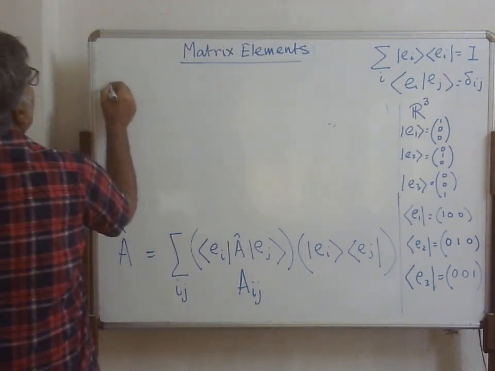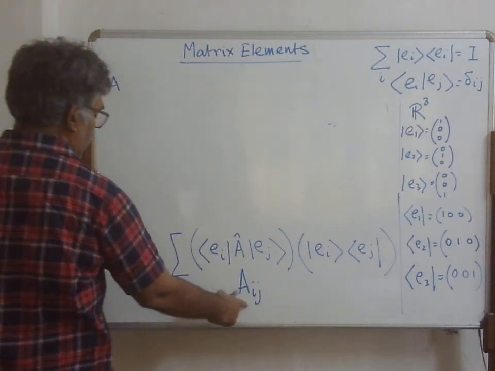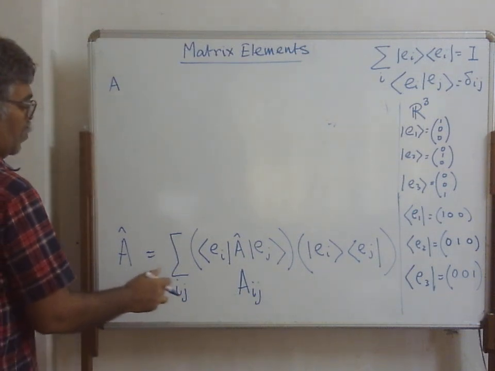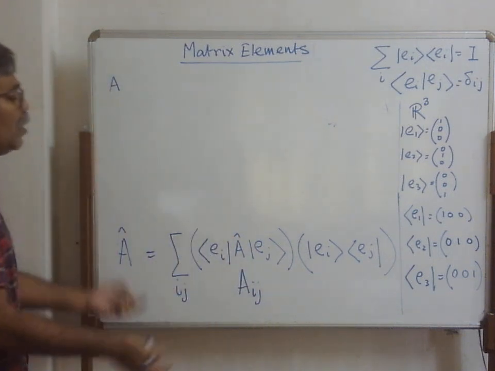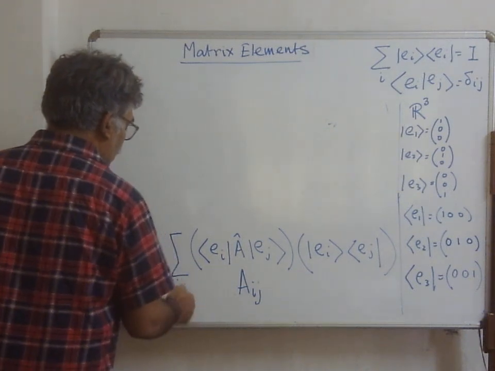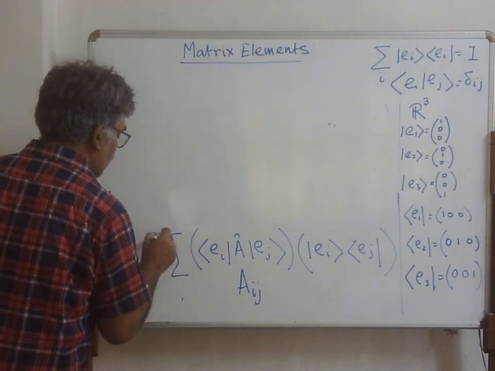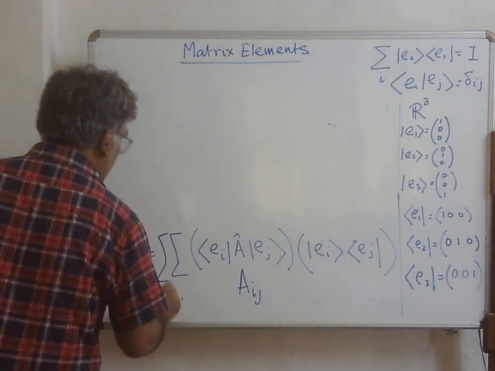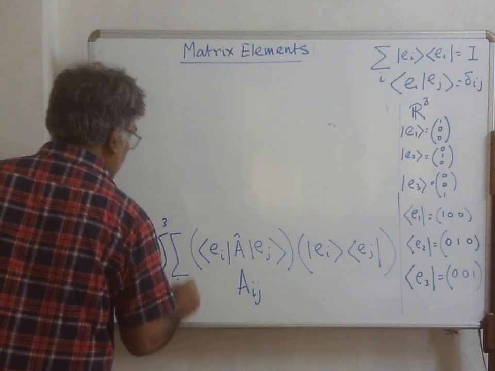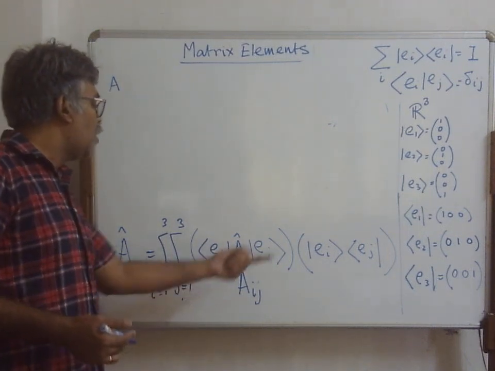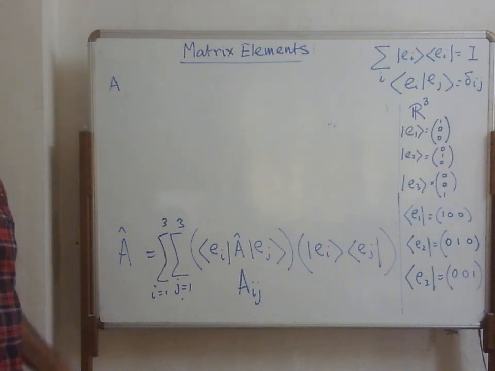Suppose I take the A matrix. If I take a particular term, how many terms are coming? Let me tell you how many terms are coming. Let me expand this into 2 sums, i equals 1 to 3, j equals 1 to 3. That means 9 terms are coming, right? 3 cross 3, 3 for i, 3 for j, and 9 terms are coming.